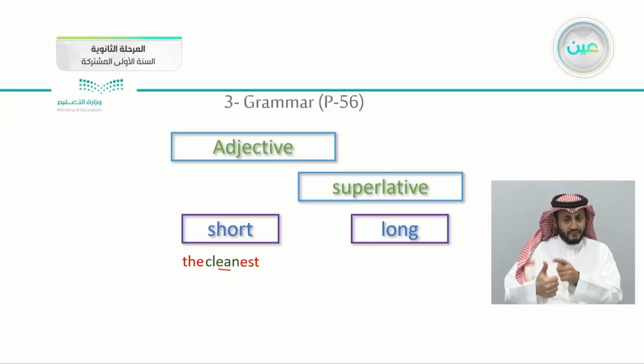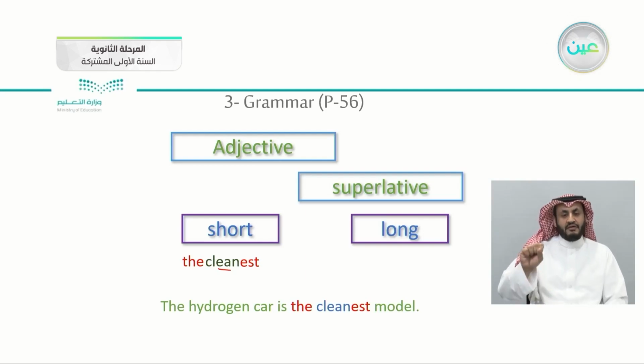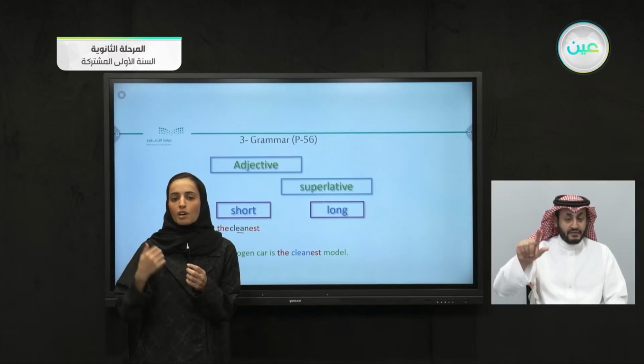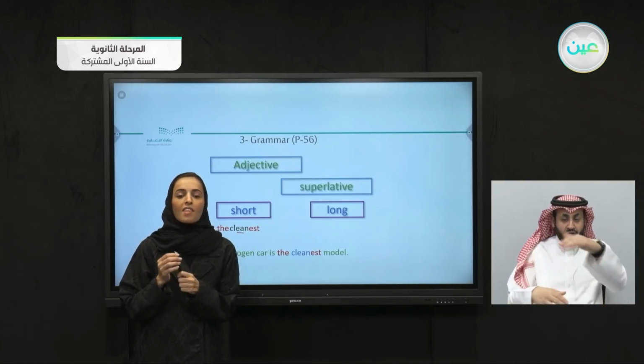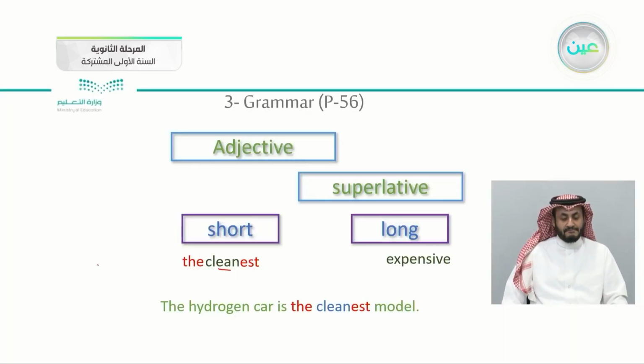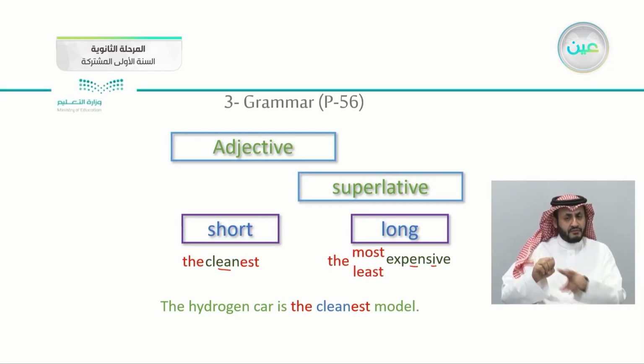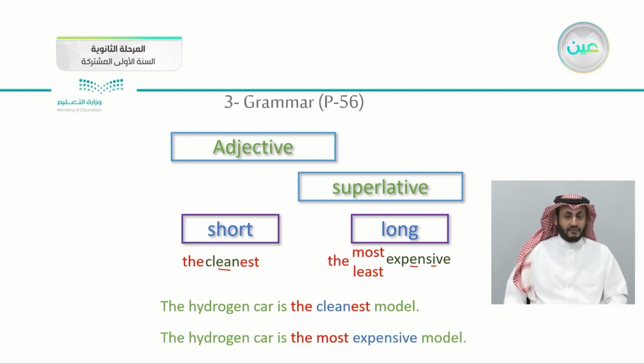So I would say, the hydrogen car is the cleanest model. This car to every other car, gasoline car, electric car, every other car. It is the cleanest. Nothing is cleaner than it. However, if we want to come with the other adjective, expensive, long adjective, it is already long, so I will say the most or least, not more or less, the most, the least. So the sentence will be, the hydrogen car is the most expensive model.